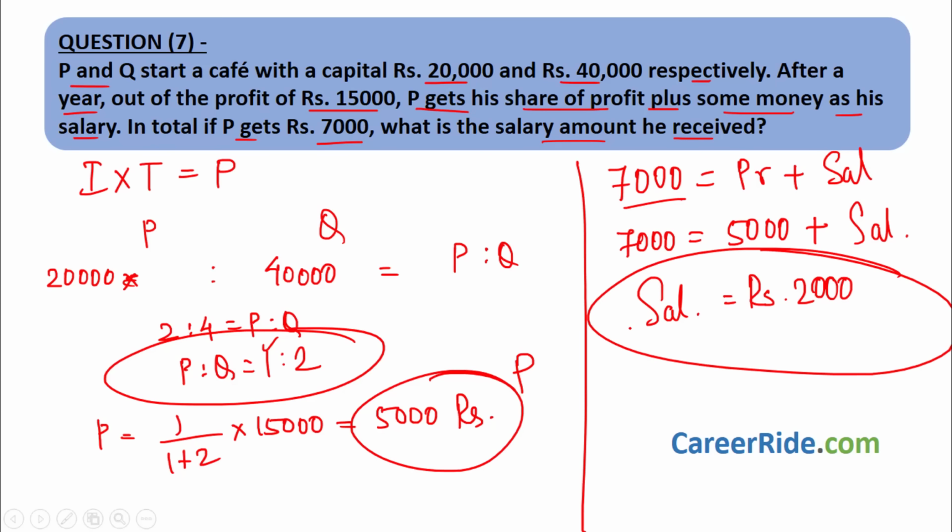Now you might get a sum where someone says that P is the active partner and Q is the silent partner.